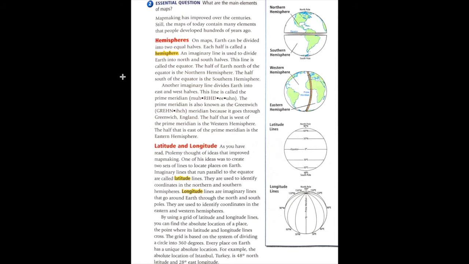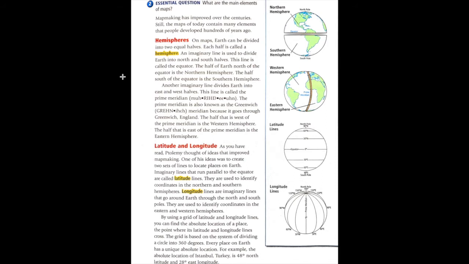Another imaginary line divides Earth into east and west halves. This line is called the prime meridian. The prime meridian is also known as the Greenwich Meridian because it goes through Greenwich, England. The half that is west of the prime meridian is the western hemisphere. The half that is east of the prime meridian is the eastern hemisphere.